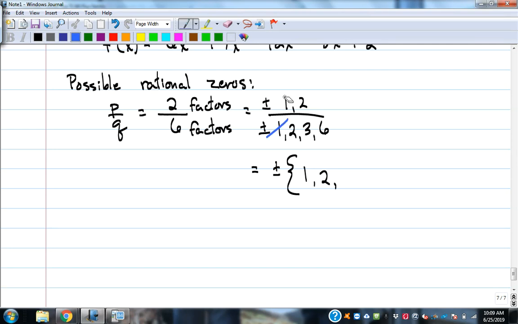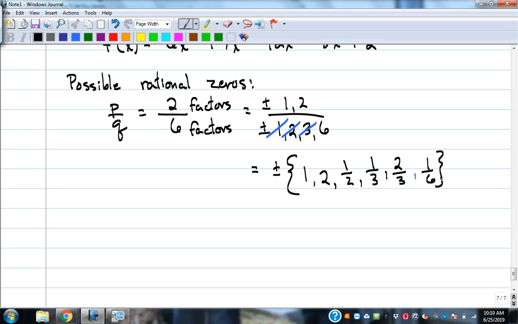Then take the top factor. 1 divided by 2. That's 1/2. What's 2 divided by 2? 1. I've already got that listed. I don't have to write it again. Okay? So I've used up the 2. Then I divide everybody on the top by the next factor. 1 divided by 3, 1/3. 2 divided by 3, 2/3. I've used up the 3. 1 divided by 6, 1/6. 2 divided by 6, that reduces to 1/3. I've already got 1/3 listed.